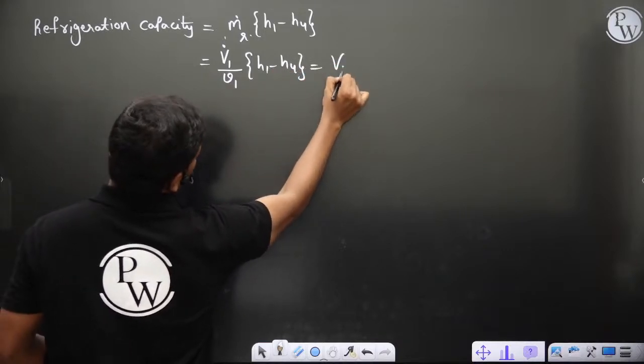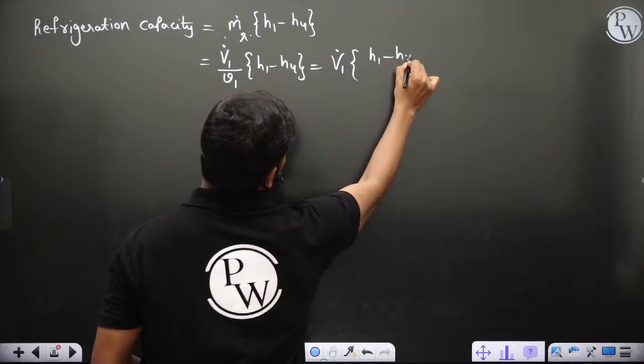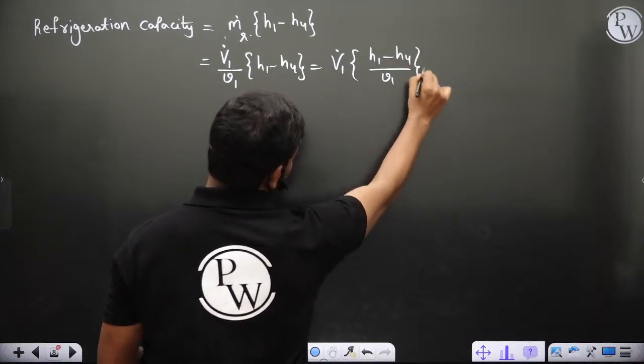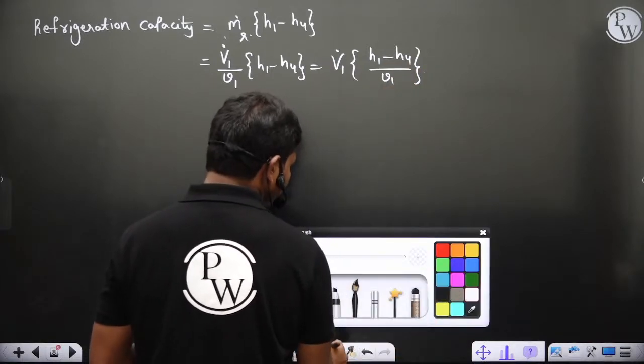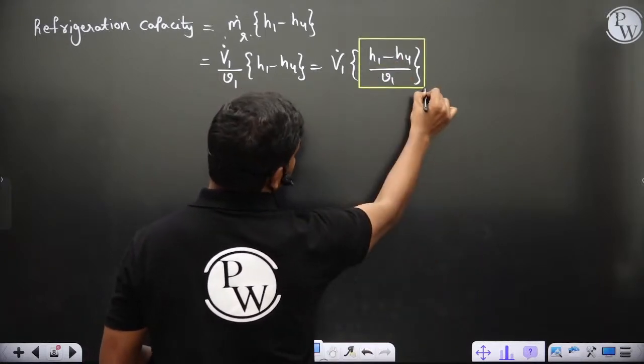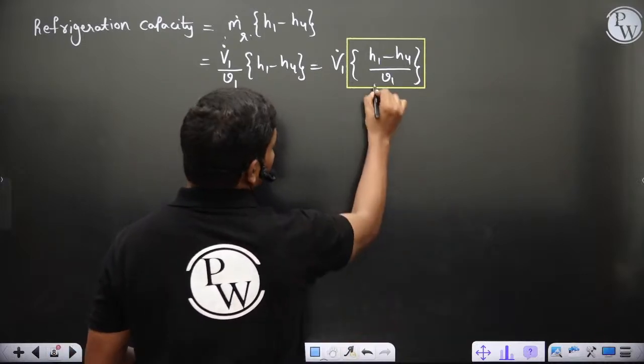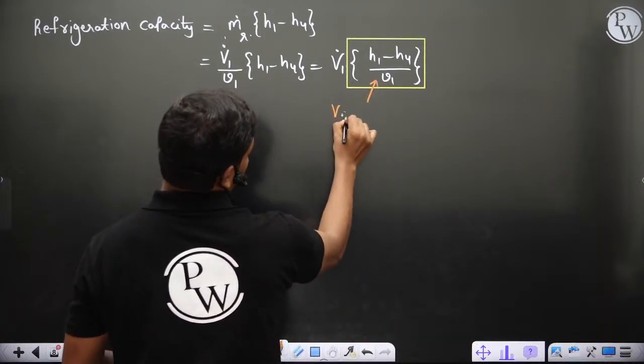So if you understand one quantity, this is the volumetric flow into the compressor, times H1 minus H4 divided by v1. This quantity has certain importance. This quantity is called the volumetric refrigeration capacity of the plant.